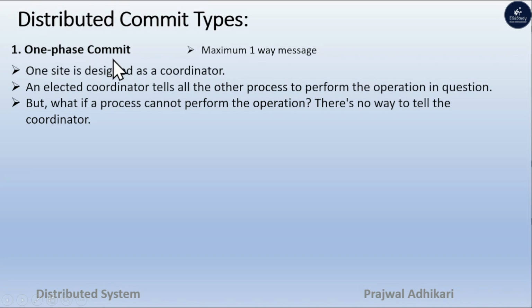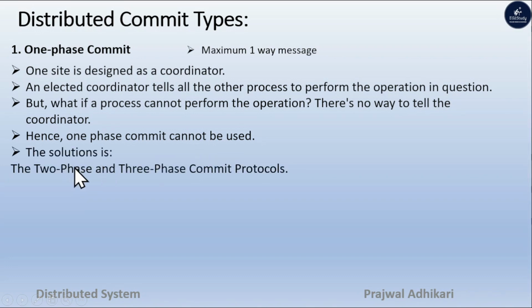In one-phase commit, only one-way message transmission is possible. Here, one side is designated as a coordinator. An elected coordinator tells all the other processes to perform the operation in question. But what if a process cannot perform the operation? There is no way to tell the coordinator. In one-phase commit, there is only one-way message transmission. Only the coordinator will ask to perform the operation. Hence, one-phase commit protocols cannot be used in distributed systems.